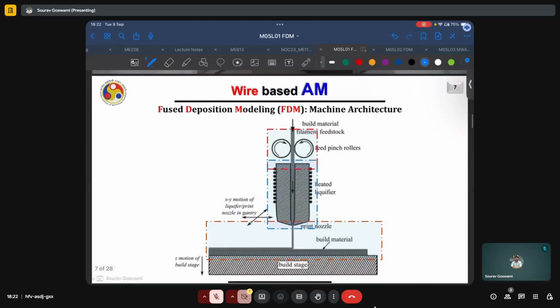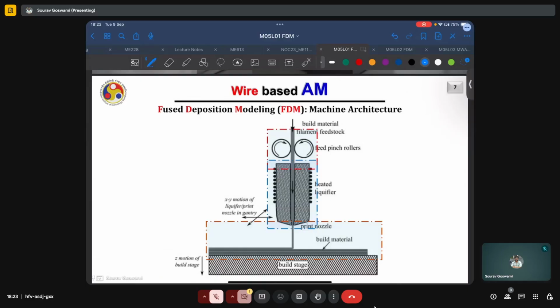Now, FDM is one of the most commonly encountered, well-studied and commercialized 3D printing technologies. And I believe almost all of us would have encountered it during our daily walks of life. Some of the key mechanisms of the FDM process are highlighted in this one single picture.